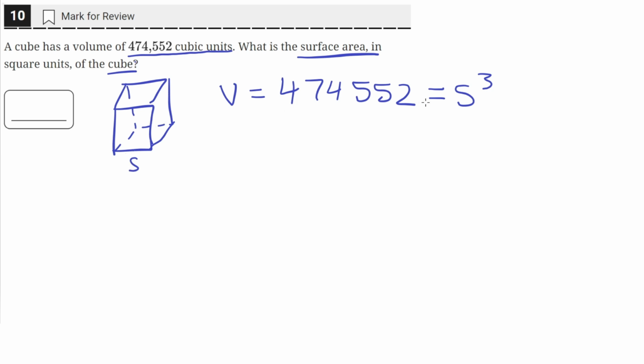We know that the equation for the volume of a cube is side cubed, because it's just the formula of length times width times height, but since all the sides are of equal length on a cube, length times width times height is just side times side times side, which is just side cubed. Okay, so we can use the volume to solve for the length of each side on the cube. So we can do that by cube rooting both sides.